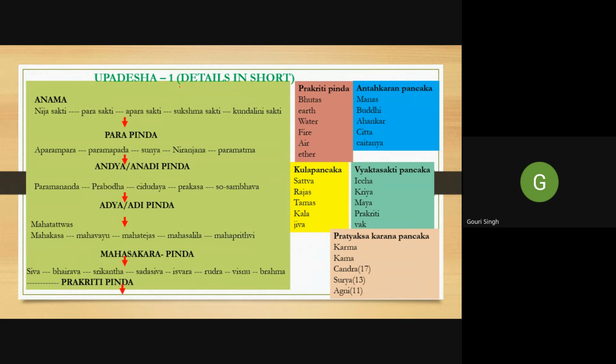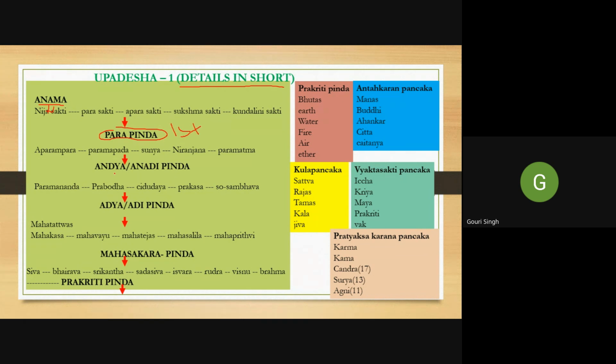We have already completed this in the previous classes, but here I will give a short summary. First, we saw Anama. From Anama, Nija Sakti will be developed. From Nija Sakti, Parasakti will become. Then Apara, then Sukshma, then Kundalini. This is the stage of how these saktis are developed. Finally, when the Anama and these five saktis merge, they create the Parapinda. So the first pinda classification is the Parapinda.